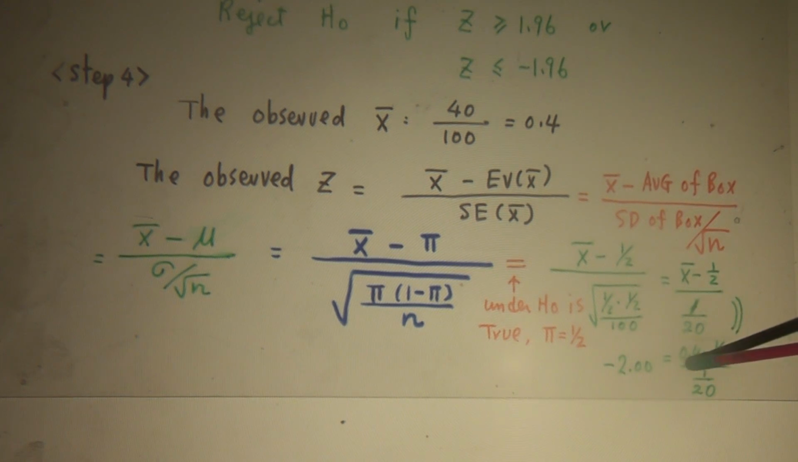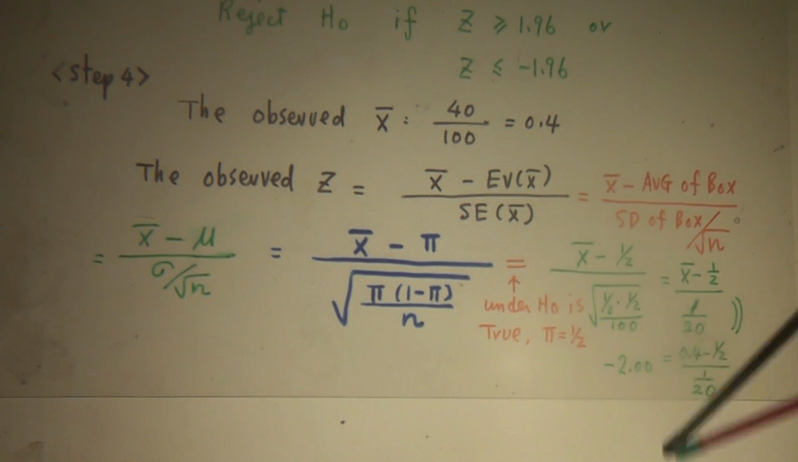And now we can plug in the observed X bar. The observed sample percentage is, when we flip the coin 100 times, we see 40 heads. So it's 0.4. We plug in 0.4 here. So the observed Z-score is -2.